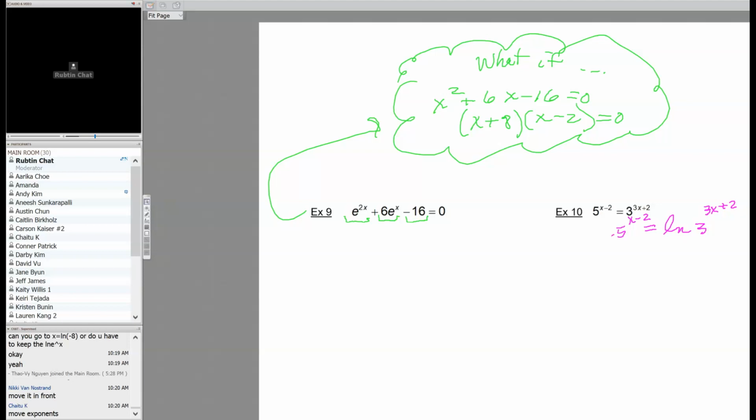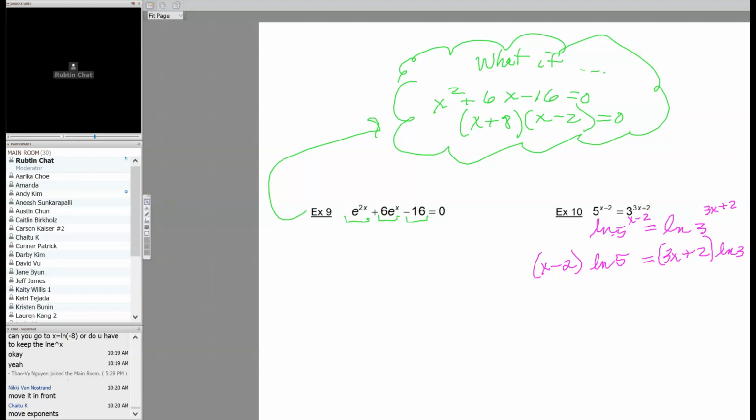Okay, so I'm going to move those to the front. I'm going to say, all right, well, that's the same as x minus 2. I was taking that log and then I got rid of it. ln 5 equals 3x plus 2 ln 3.